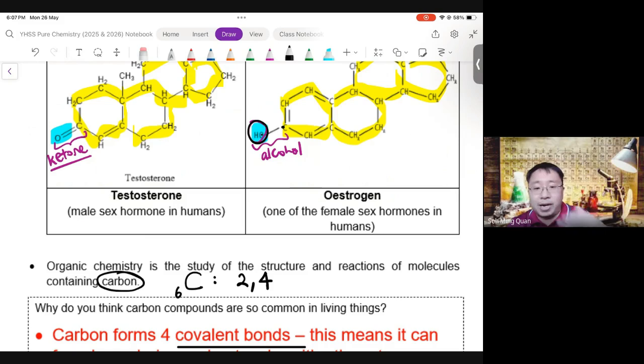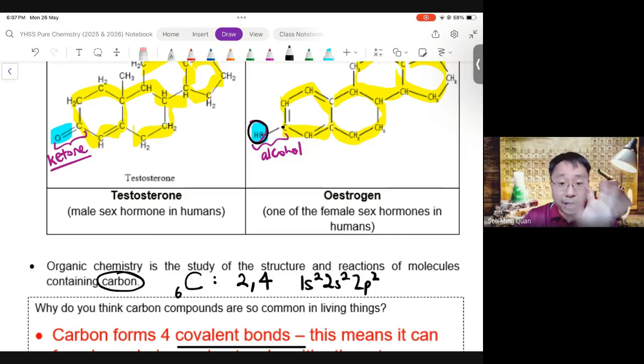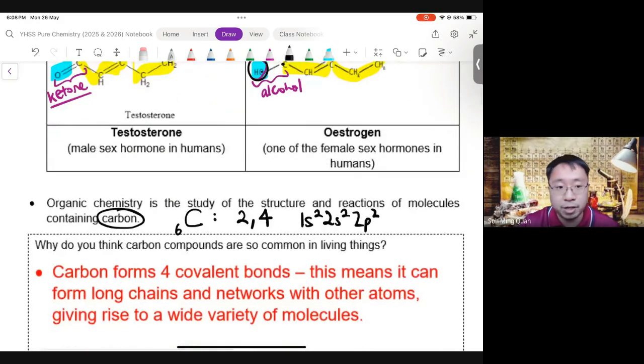Now, if you recall our lesson about SPDF, we can rewrite this as 1s2, 2s2, 2p2. All right, it's the same thing. So the electronic configuration of carbon shows you that it has 4 valence electrons. If it has 4 valence electrons, it needs 4 more valence electrons to achieve a fully filled outermost shell, meaning it forms 4 bonds. Carbon always forms 4 bonds.